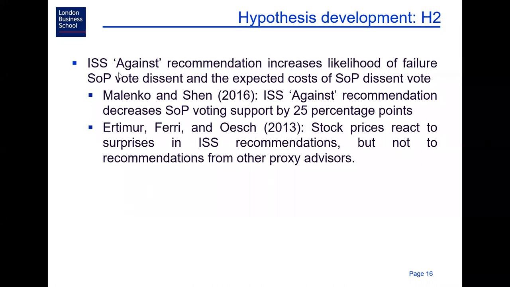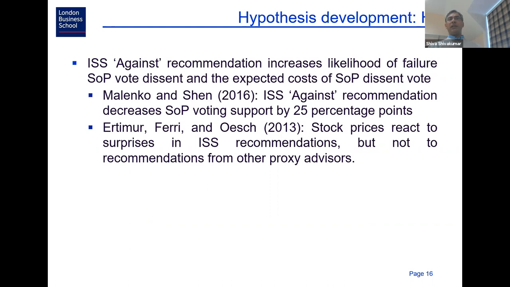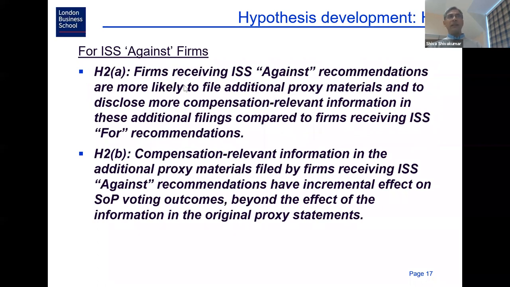Our hypothesis is that when the firm receives a recommendation that increases the likelihood of a SOP vote dissent, then it creates more incentives to disclose and better explain the compensation that has been awarded by the firms. So in this case, what we are saying is for the firms that are receiving the ISS against recommendations, we are more likely to see them file additional proxy materials. And these additional proxy materials will also contain more compensation relevant information.